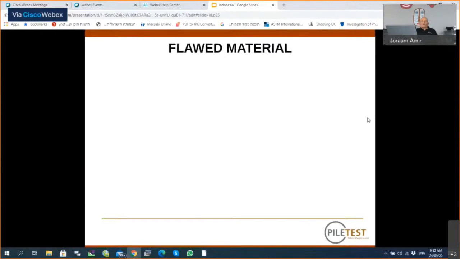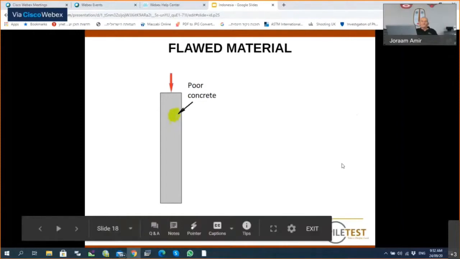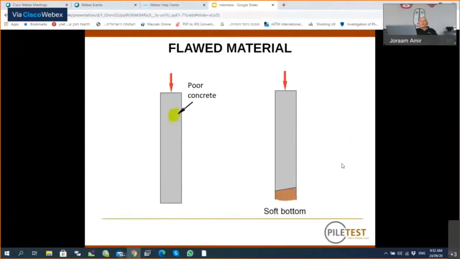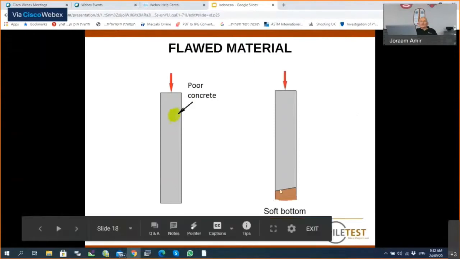Now, sometimes we have integrity problems, like flawed material. Here we have a pile produced of good concrete, and somehow here we have a pocket of poor concrete, a result of poor construction technique. Here is a soft bottom, which means during casting or some collapse, the contractor didn't clean the bottom very well, and we have the bottom or the toe of the pile consisting of soft clay or soft debris.